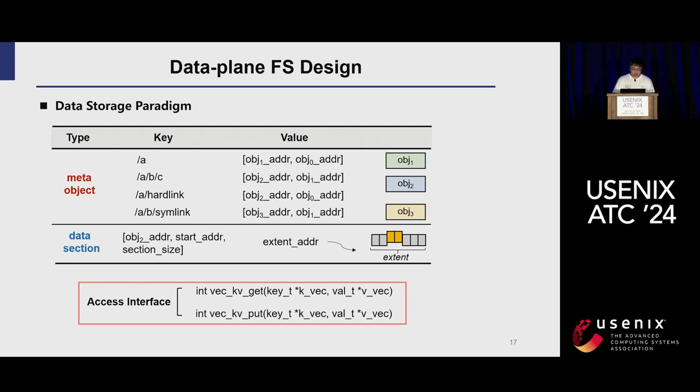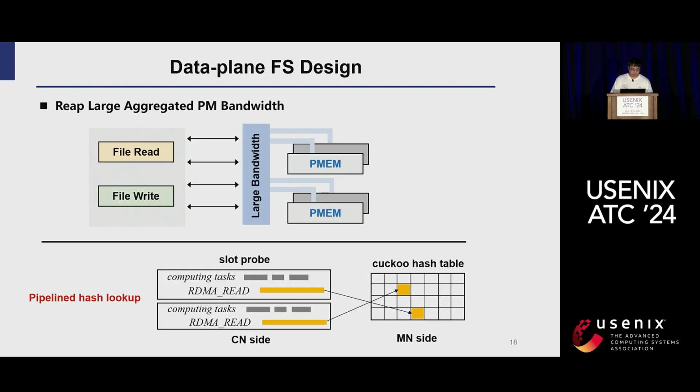The data plane FS provides a shared DPM-friendly storage layer. First, it provides a KV-based storage paradigm to unify data management for diverse file system structures. This table shows how to translate different file system objects into unified key-value pairs. Those KV data are accessed via DPM-friendly vector-based access interfaces. Those interfaces accept a bunch of keys and return associated resultant values at a time.